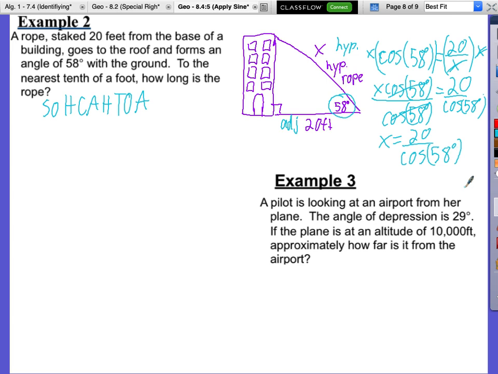Okay, so now what you can do to solve this is put this in your calculator and type in 20, push the division symbol, and then you push cosine of 58 degrees and close your parenthesis and push enter. Do you want it to be to the nearest tenth, hundredth? Let's go to the nearest tenth on this one because nearest tenth of the foot.